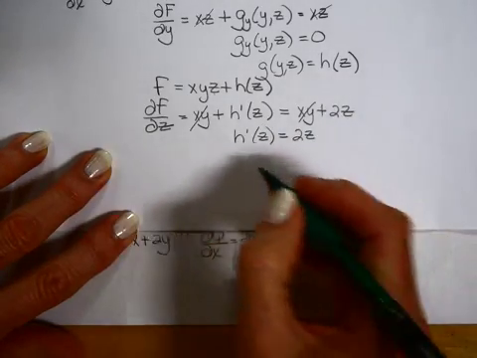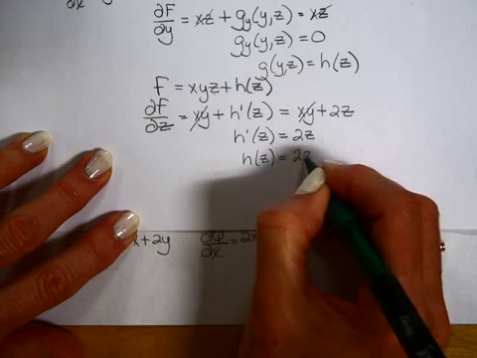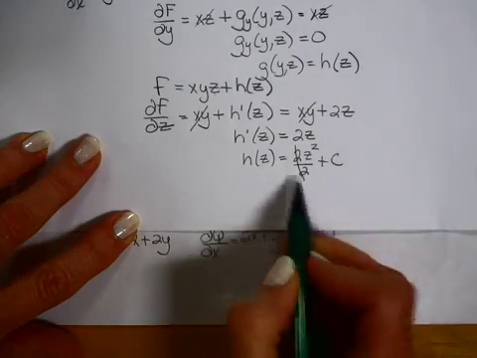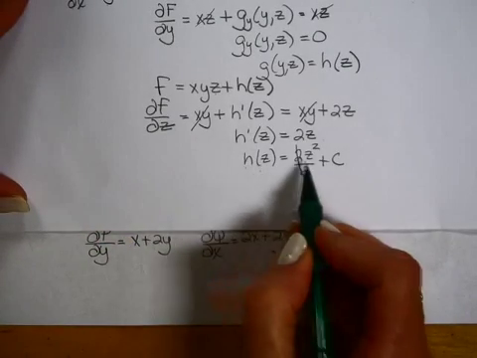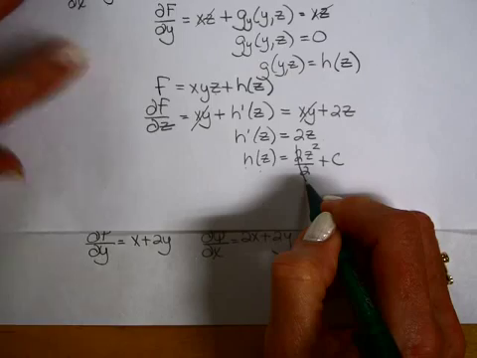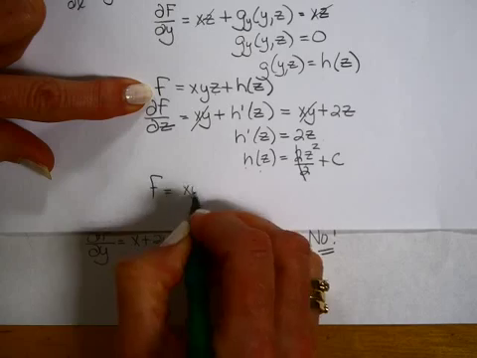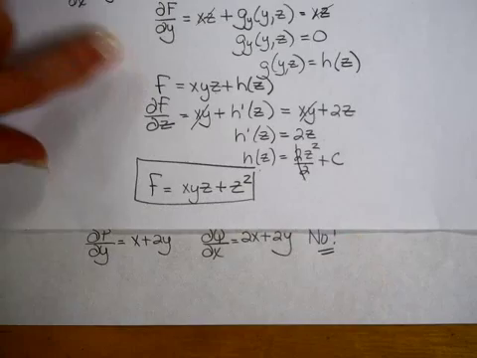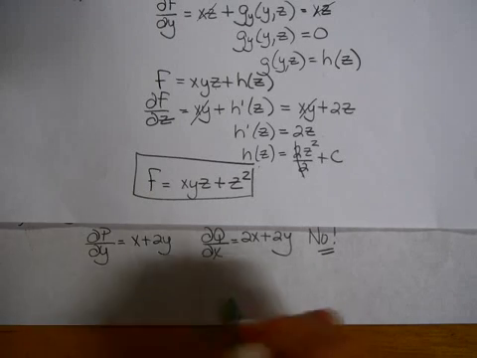If you go backwards to get h of z, it must be 2z squared over 2 plus a constant c. They don't use your constant c in here, so we can drop that off. But the h of z must be z squared. So if you take that and put it back into your function up here, your function f is xyz plus z squared. That's your answer.